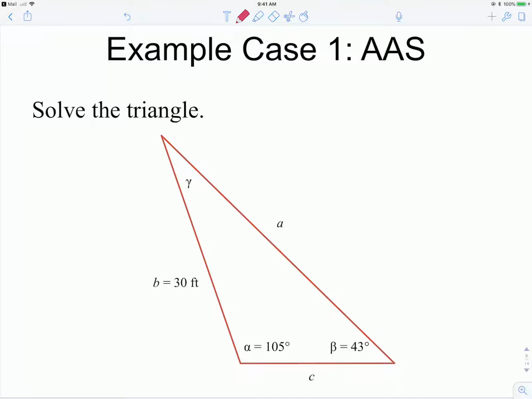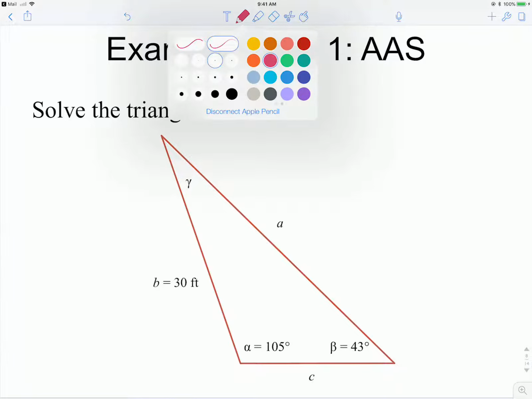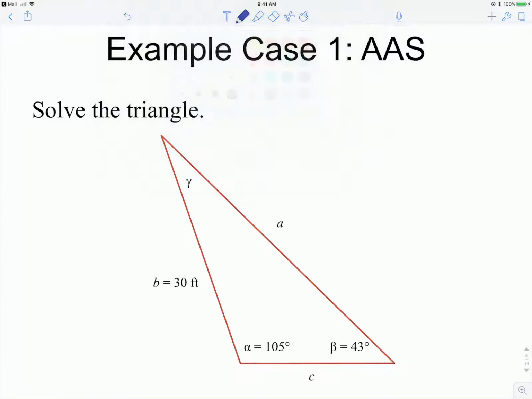Okay, so here is case 1. We need to solve this triangle. The first thing that sticks out to me is we're given two angles, so we can solve for that remaining angle, gamma. Let's use a different color. Because we know that the angles must sum to 180 degrees. So gamma will be equal to 180 degrees minus the sum of those two angles. So gamma will end up being equal to 32 degrees.